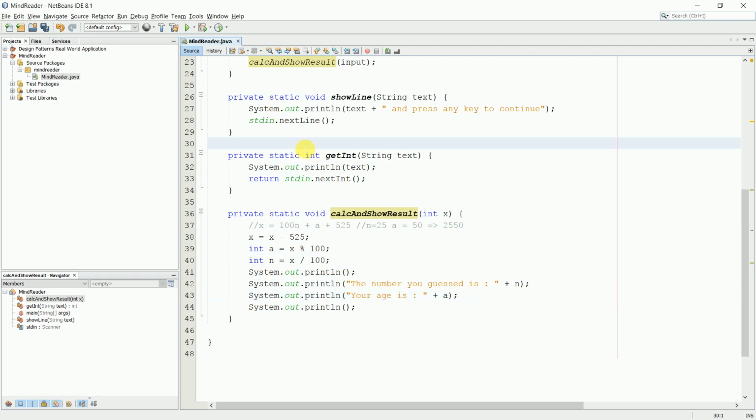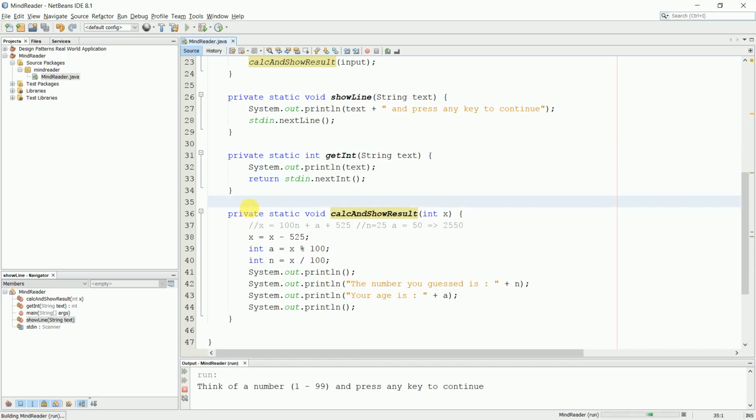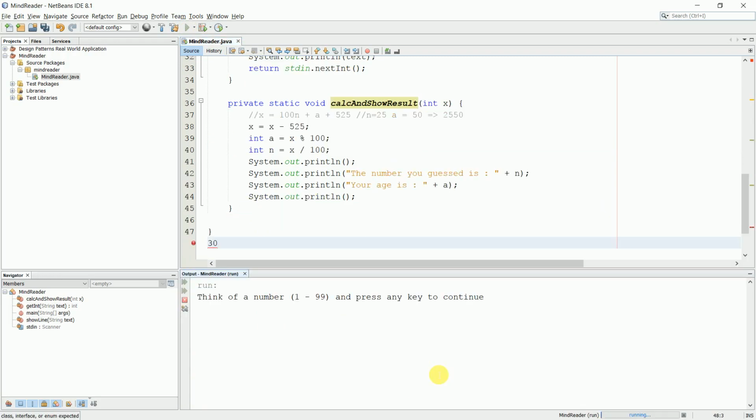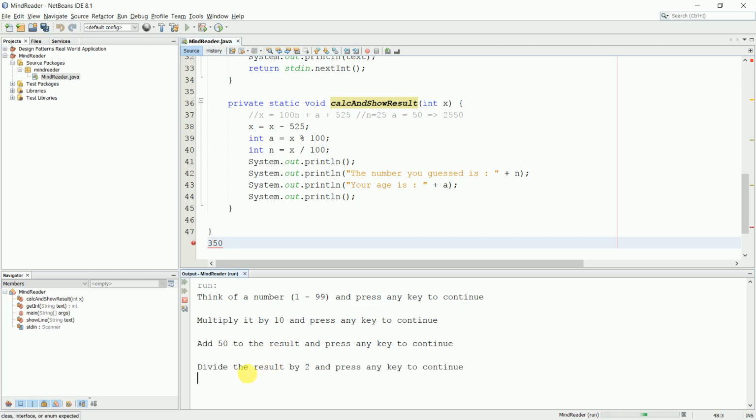Let's try it with a simple example. Let's say we're thinking of the number 30. Let's enter, and then it says multiply it by 10, so we have 300. And then it says add 50 to the result, so we now have 350. And then it says divide the result by 2, so it now becomes 175. And then multiply the result by 100, so we just add two zeros.